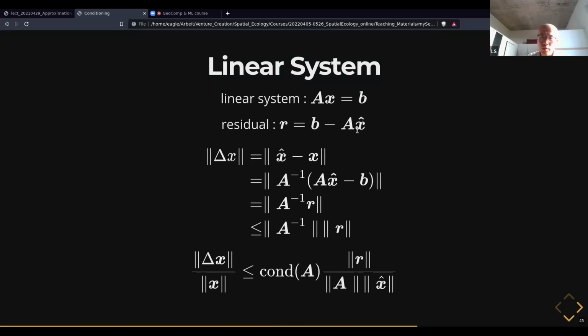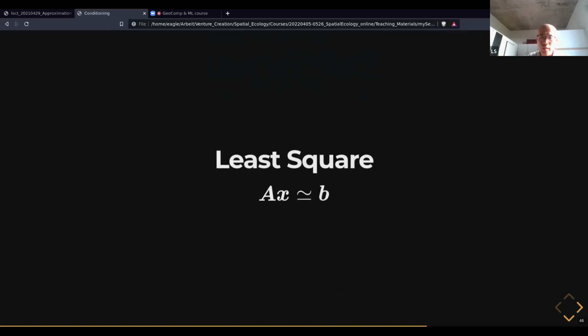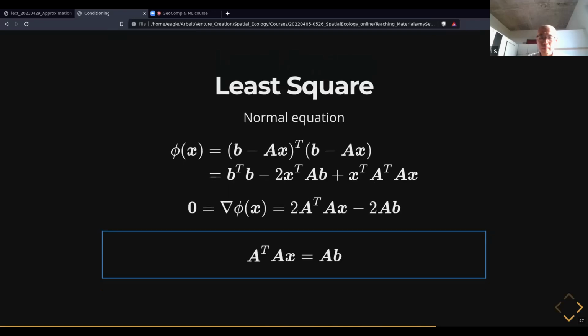The number of equations is equal to the number of coefficients you want to estimate. The least square is overdetermined. That means many times you have more observations than the parameters you want to estimate. And that's normally the case we deal with when we build GIS models. That means you have more rows than columns.